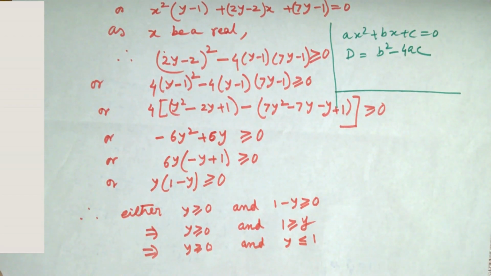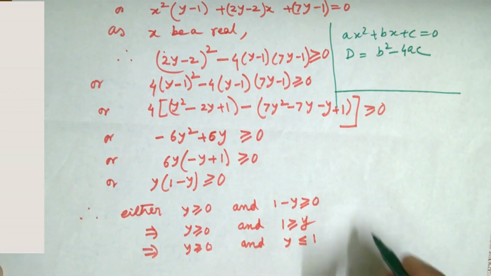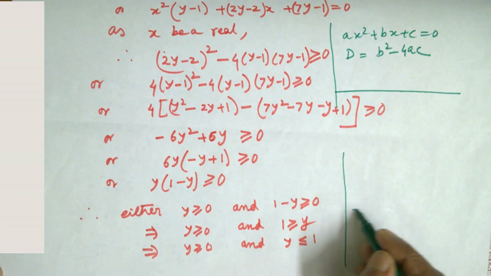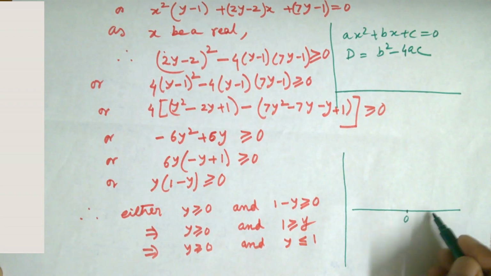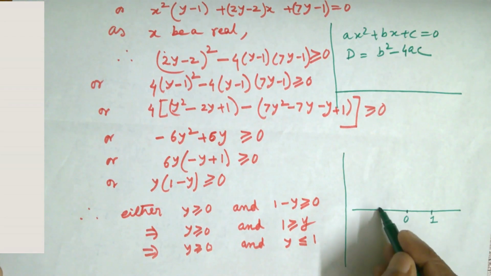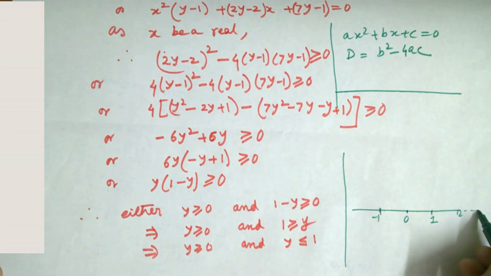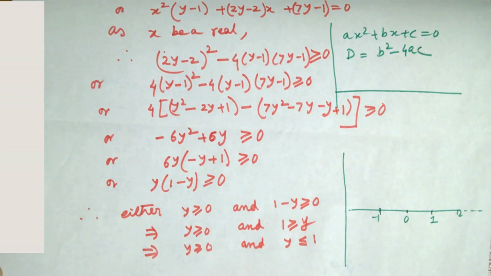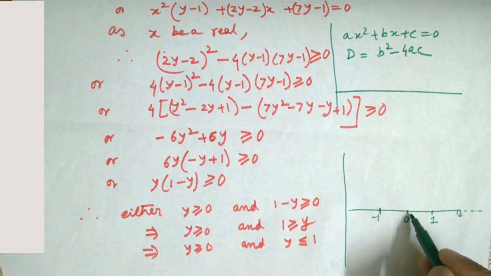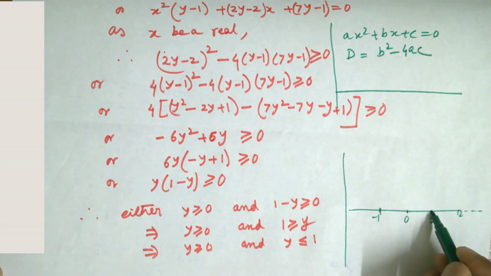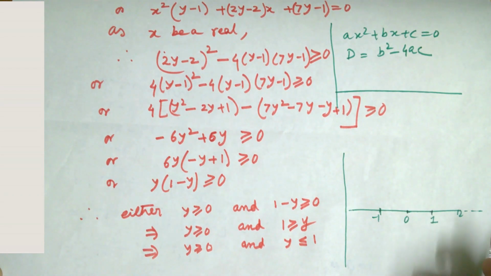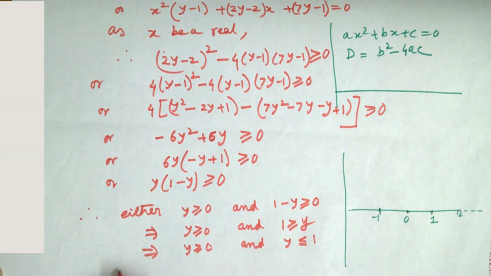Is it possible? Suppose we draw a number line showing the points 0, 1, minus 1 and so on. The condition is y greater than or equal to 0 and y less than or equal to 1. Within this interval between 0 and 1, this is possible. Hence we conclude that 0 is less than or equal to y, which is less than or equal to 1.